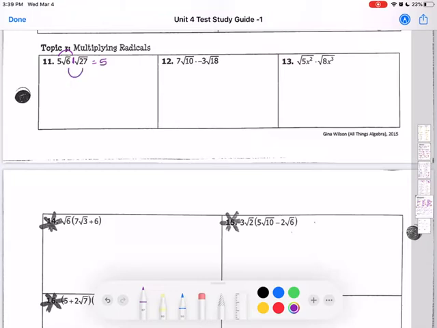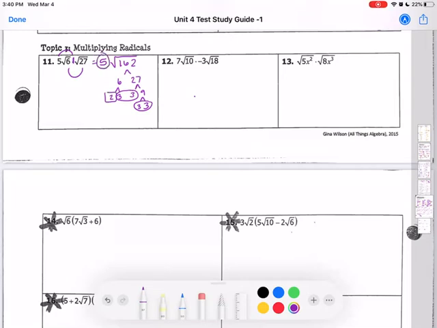6 times 27 is 162. That goes inside the radical, and then it can factor down. Because I just multiplied 6 and 27 to get there, I'm going to factor it down to 6 and 27. This breaks to 2 and 3, this breaks into 3 and 9, and then a 3 and a 3. So I'm looking for groups of 2. I have 2 3s, 2 3s, and a leftover 2.